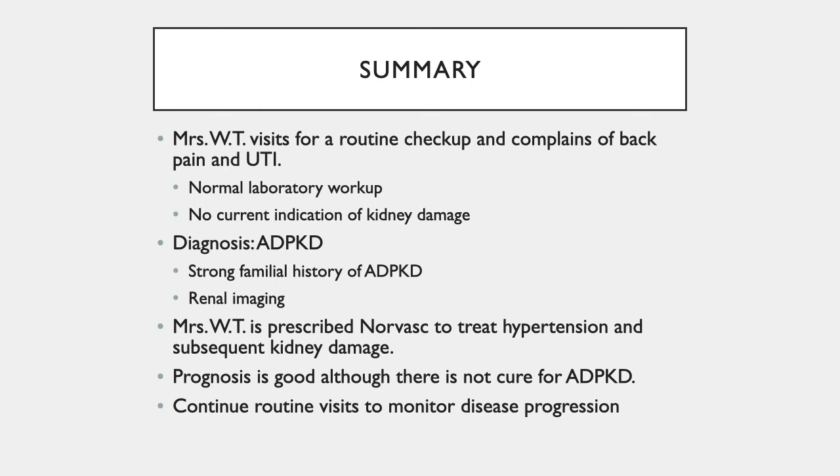In summary, Mrs. WT is a 74-year-old woman that visits for a routine checkup and complains of back pain and potential UTI. Her normal laboratory workup indicates little to no kidney damage, but renal imaging in combination with familial history supports the diagnosis of ADPKD. Mrs. WT is prescribed 5 milligrams of Norvasc to be taken once per day to treat her current hypertension with the purpose of avoiding kidney damage. Her overall prognosis is good, however, there is no true cure for ADPKD, and it is therefore important that she continues routine visits to monitor the progression of her disease.